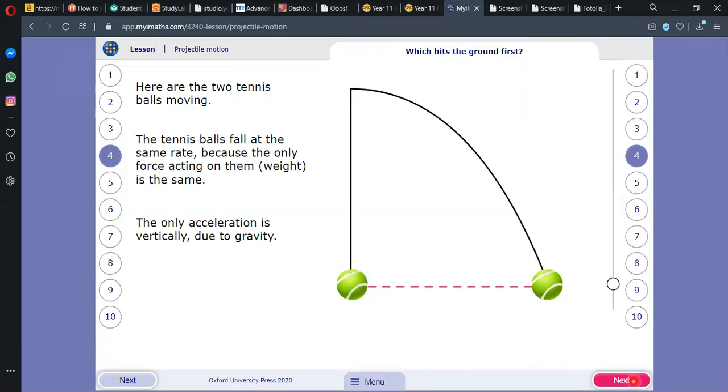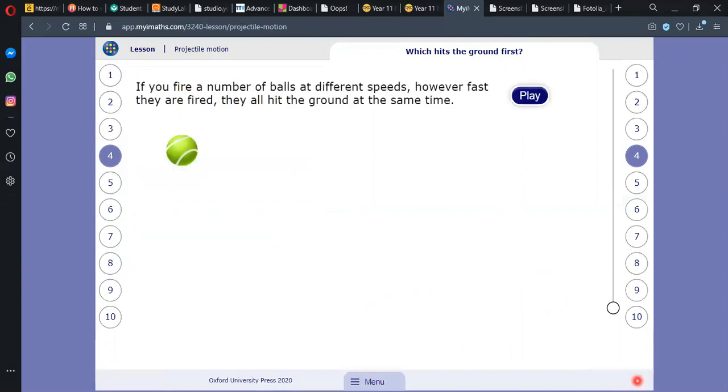The only acceleration is your acceleration due to gravity, which is the same acceleration that is acting on both of the tennis balls. So the horizontal velocity does not affect the rate at which they fall. Whether it was projected horizontally or it was dropped, it will fall at the same rate, because there is no acceleration affecting it horizontally. So take note of that, guys. If you fire a number of balls at different speeds, however fast they are fired, they all hit the ground at the same time.